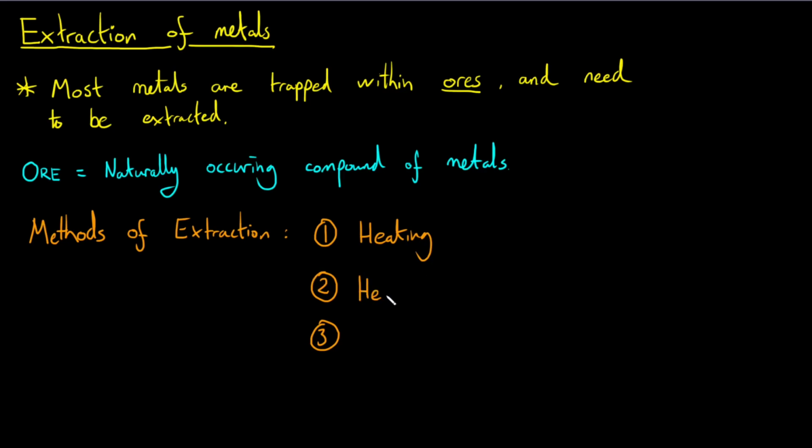Second one, very similar, heating again, but this time we're heating with a reducing agent to help extract the metal from the metal ore, and that's normally something like carbon powder. So this time, yes, we're heating it still, but we're also putting in another chemical just to aid the extraction of the metal. So it's a little bit more complicated and a little bit better at extracting the metals from the metal ore.